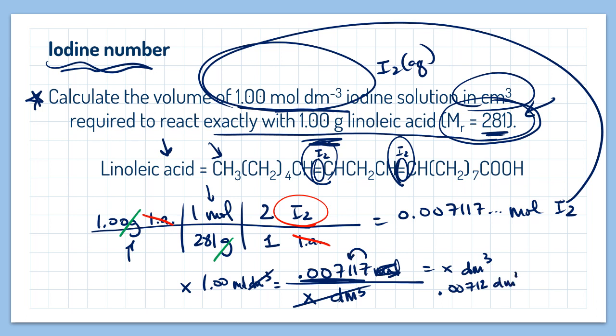Cubic decimeters of solution, but of course this is in decimeters and my question asks for centimeters. So I'm going to multiply by 1,000. 1, 2, 3. 7.12 cubic centimeters of 1 mole per cubic decimeter iodine solution would be needed to react with all of that linoleic acid, turn all of those double bonds into single bonds.